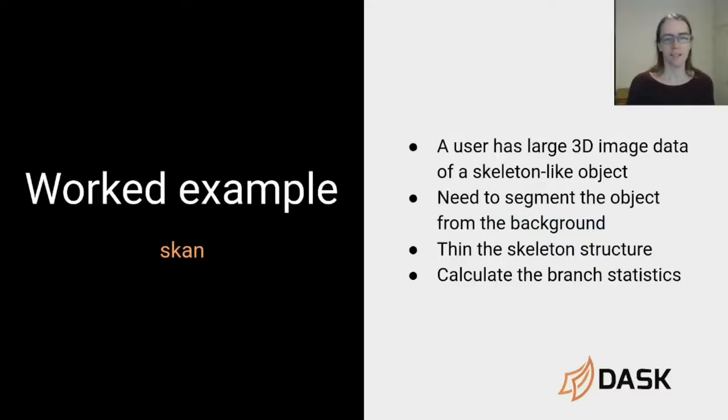So this is the basic workflow that we're trying to optimize. We've thought about our 80-20 rule and come up with a good user story. And this is the end-to-end process that we're expecting a typical user will take. So with our example, a user has a large 3D set of image data, and inside it is a skeleton-like object. They're going to need to segment the skeleton from the background and then thin that down so that the input is something that skan will recognize. Then, with skan, we're going to compute the branch statistics and give back to our scientists something that they can analyze for their paper.